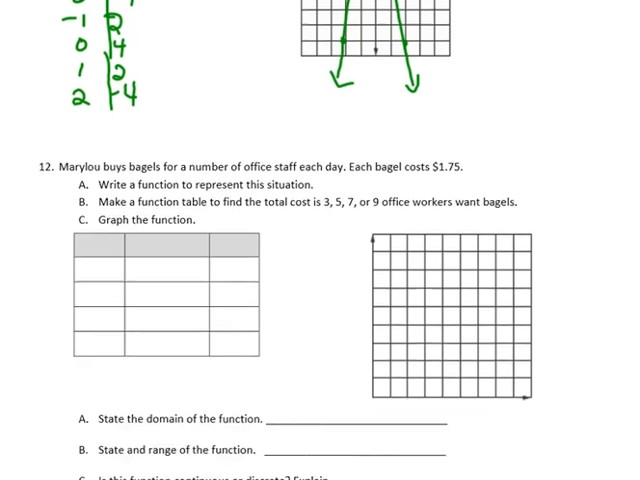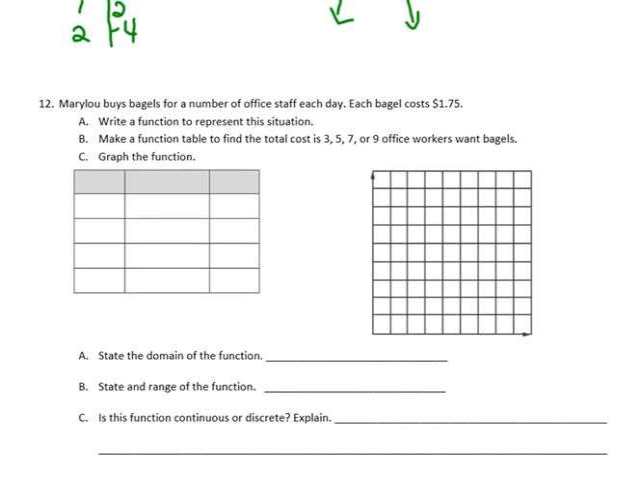Okay. Number 12, Mary Lou buys bagels for a number of office staff each day. Each bagel costs $1.75. Write a function to represent this situation. Y equals $1.75x. It's proportional. There's no b. Make a function table, which is really just another name for my table of values. This time, though, they're telling me to use 3, 5, 7, and 9.